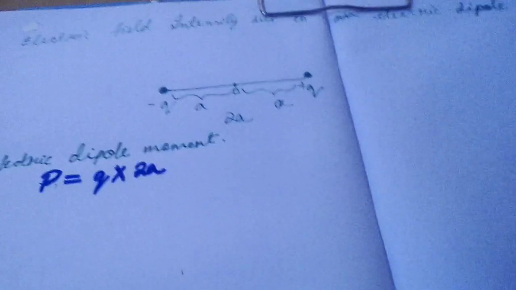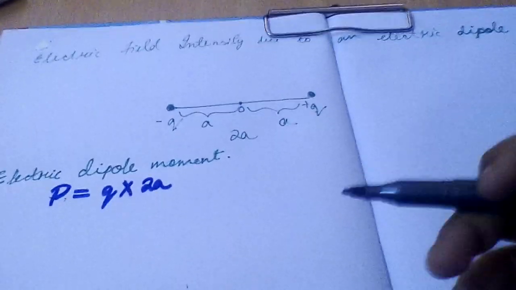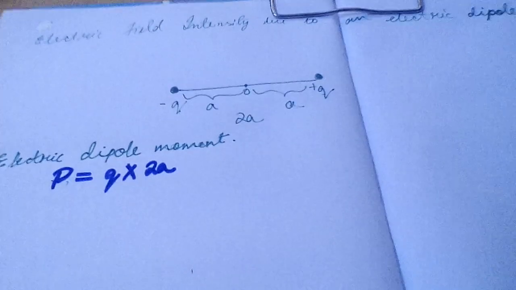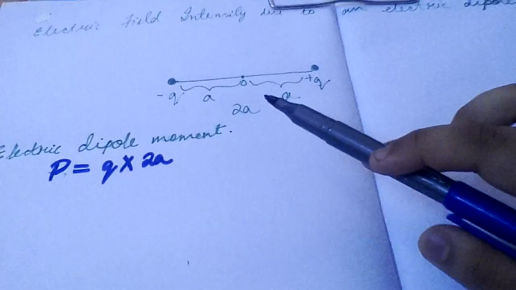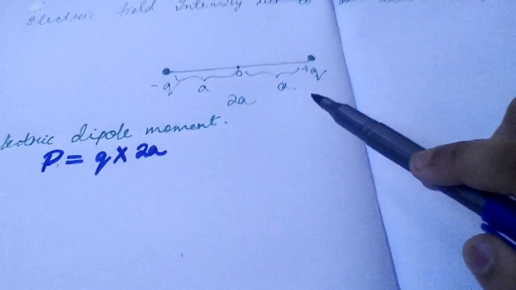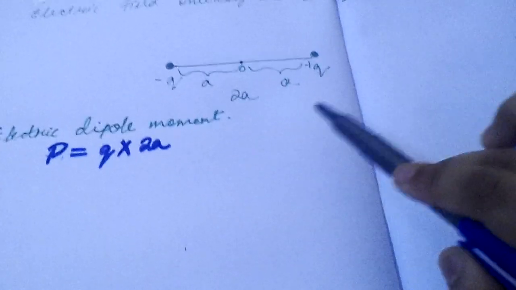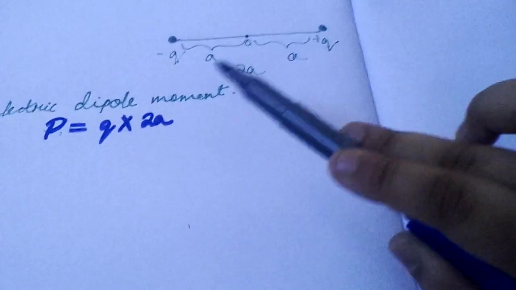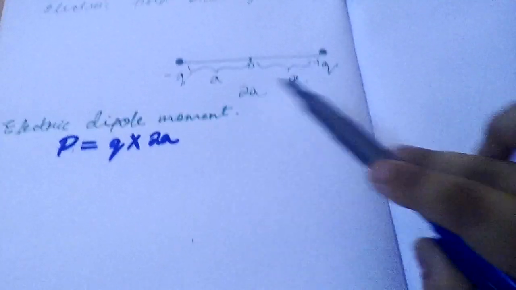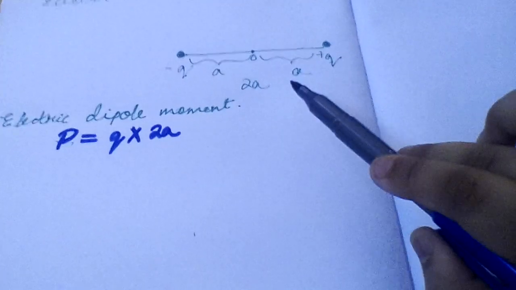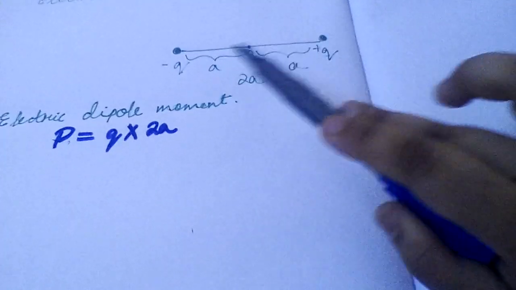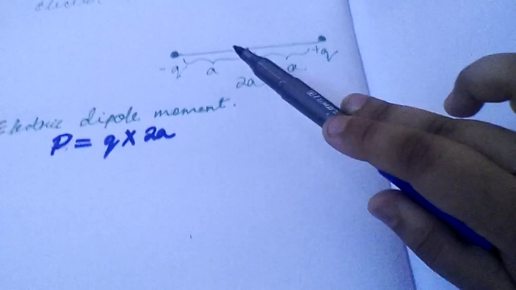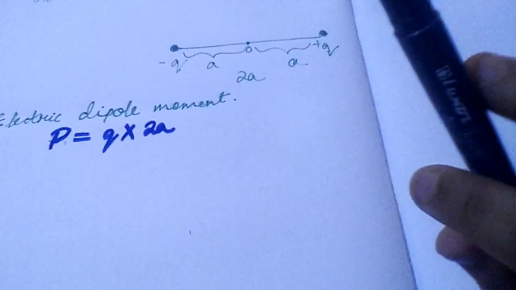An electric dipole is an arrangement of two equal and opposite charges separated by some distance. In this diagram, there are two charges of equal magnitude, Q and Q, but their nature is different. That is, if one is a positive charge, the other is a negative charge, and they are separated by some distance, twice A. This distance between the two charges is called the length of the dipole, and O is its center.